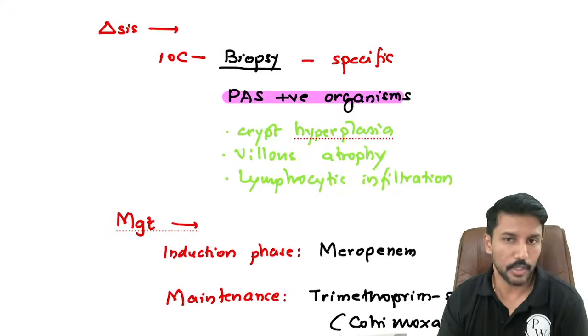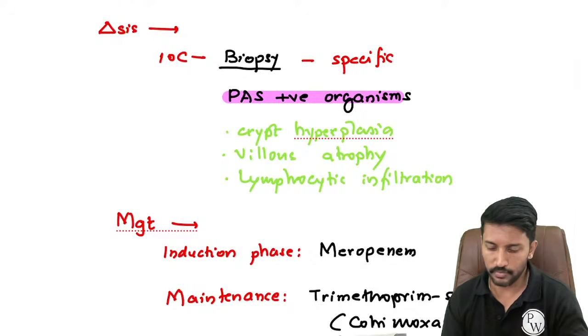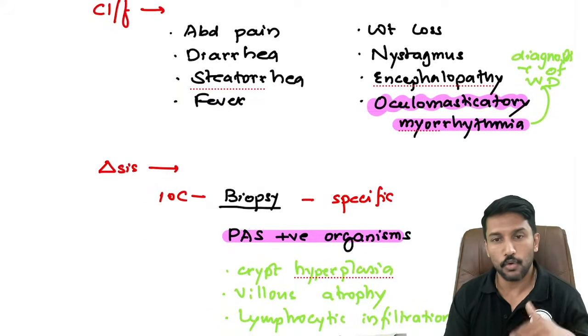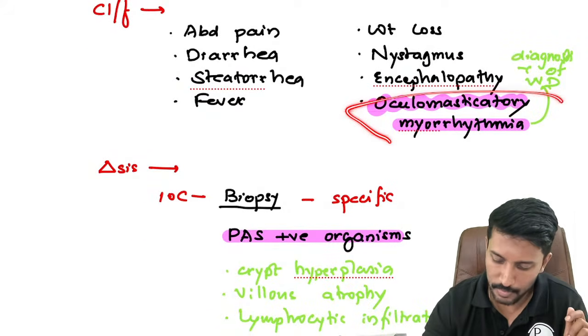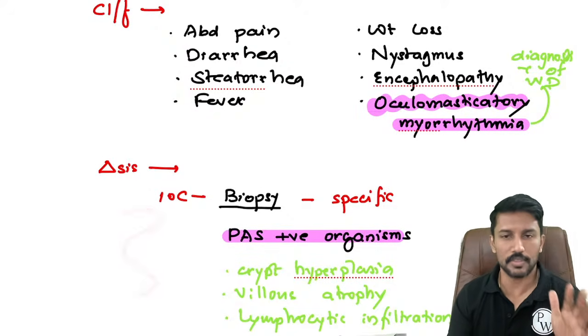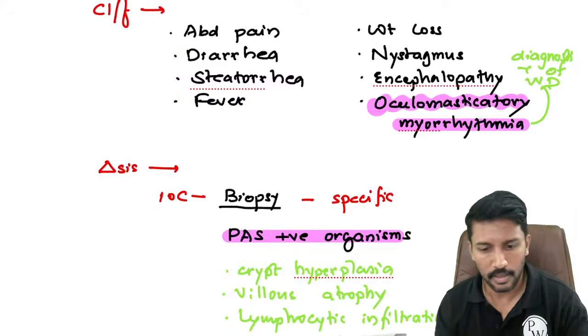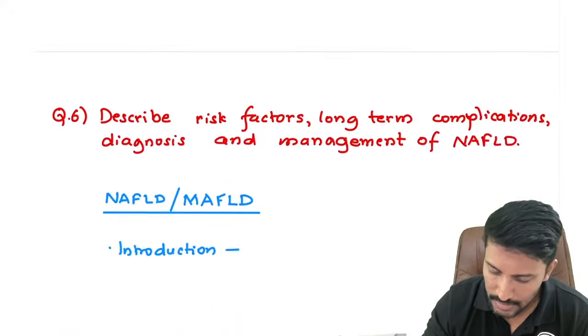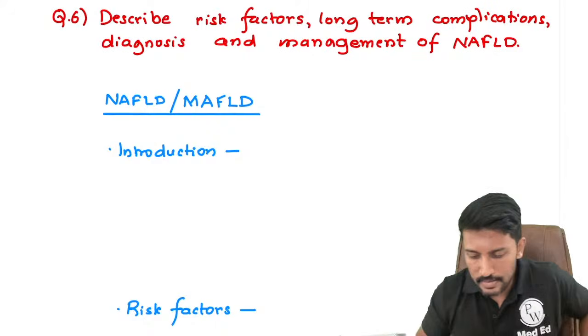Yes, oculomasticatory myorrhythmia is highly pathognomonic for Whipple disease. So that is enough for the diagnosis. You don't have to go for biopsy if this is a presenting feature in the patient. If it is not there, of course, I have to establish the diagnosis of Whipple disease only on biopsy. Okay, so that completes our Whipple's disease.